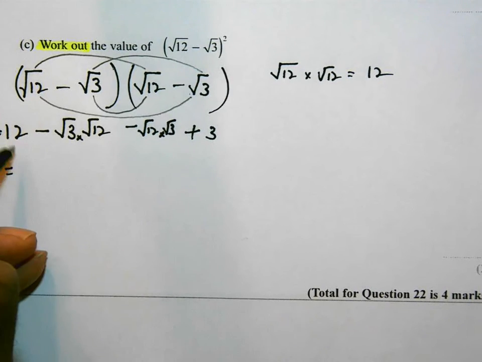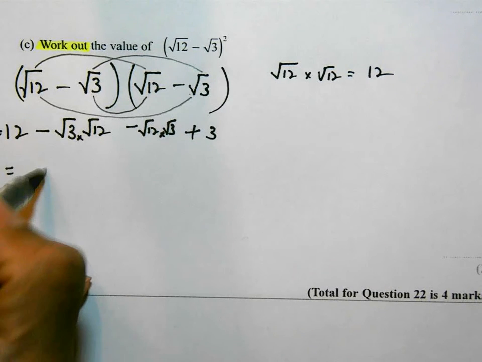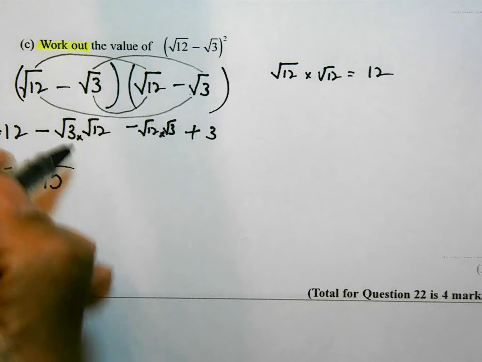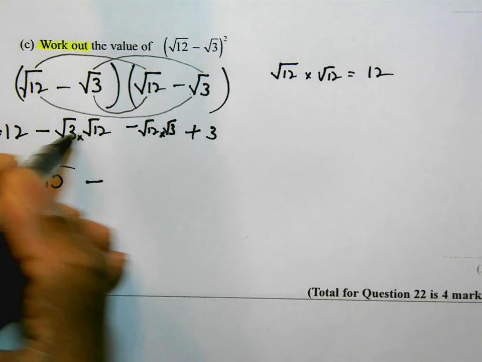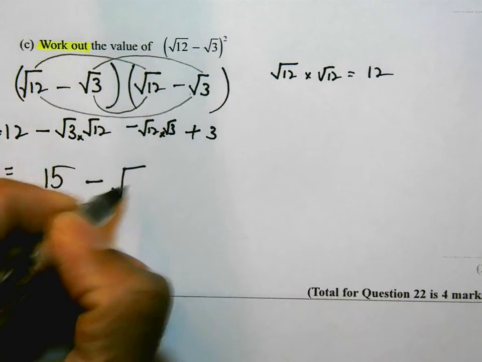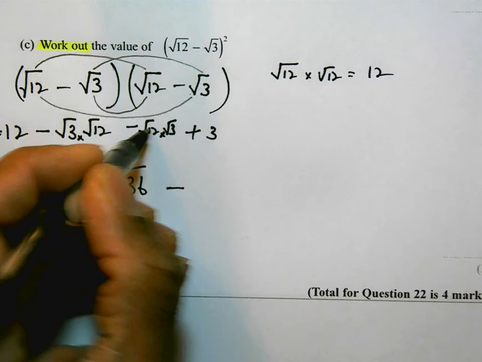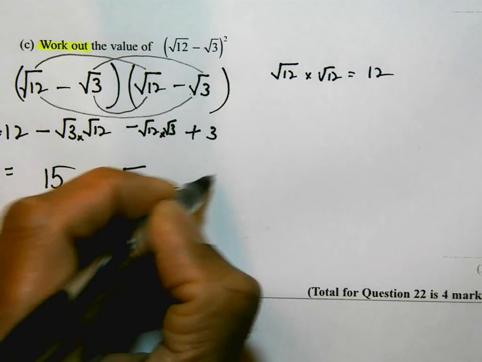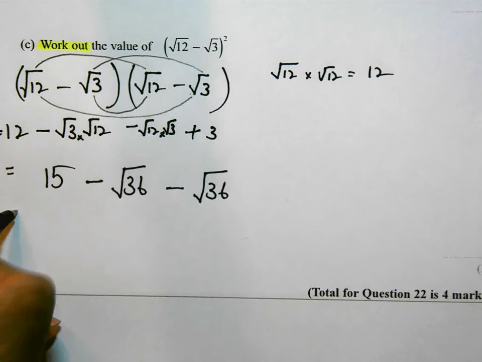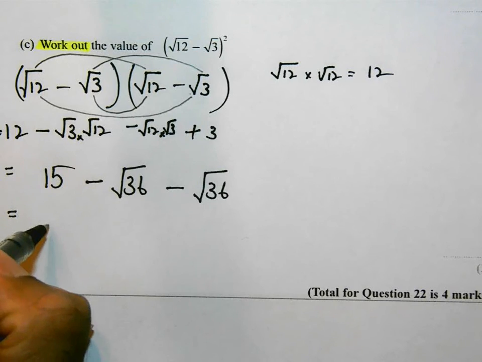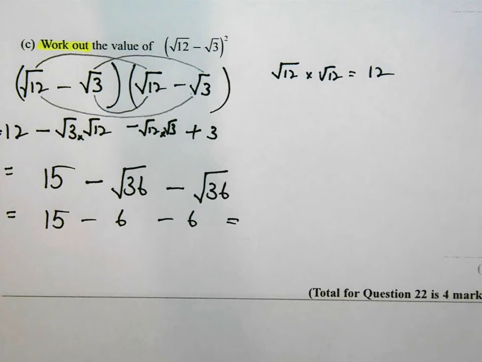Let's actually tidy this up. I have 12 at the front here. I have plus 3 at the end. So 12 plus 3 is 15. Root 3 times 12 could be rewritten as 3 times 12 is 36. Root 36. I'm going to do the same with the other set of brackets. 12 times 3 is 36, so that's root 36. Okay, now I know the square root of 36 is 6, so that's 15 take away 6 take away 6.